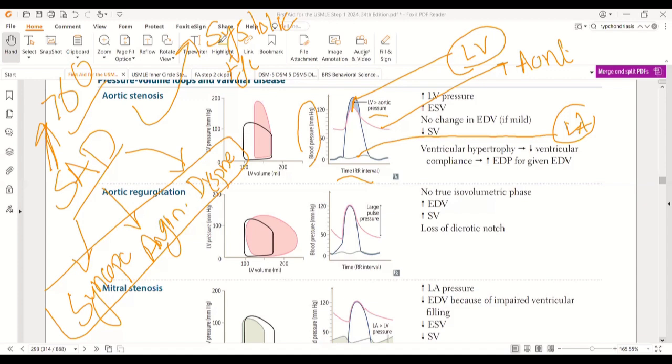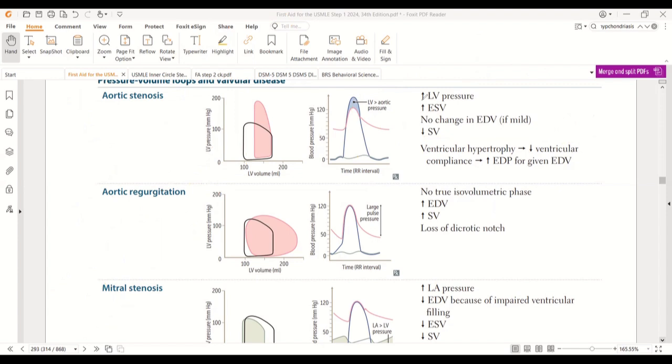Is everybody clear about aortic stenosis, right? Everybody has some sense of the pressure volume loop of aortic stenosis. It is worth repeating. In aortic stenosis, left ventricle pressure and end systolic volume increase, end diastolic volume has no change, stroke volume decreases, and left atrial pressure normally remains unchanged, right? Can you identify this loop? Yes, aortic stenosis.